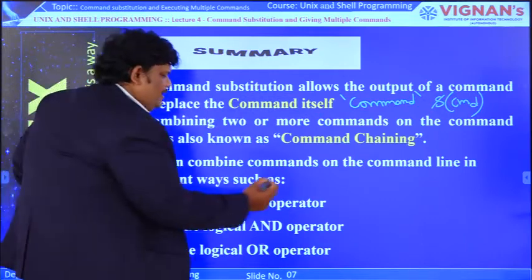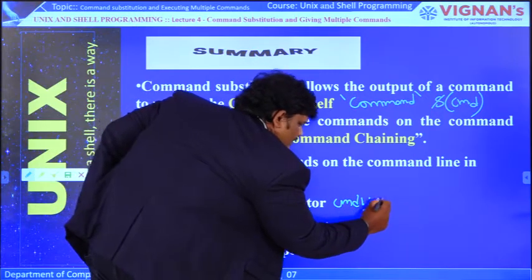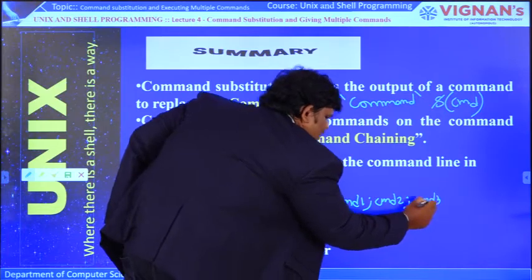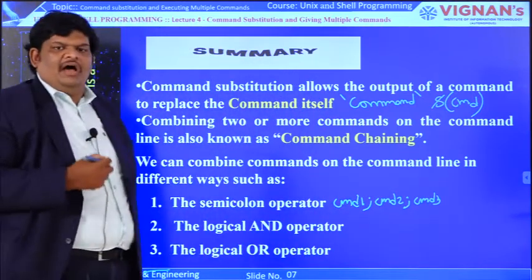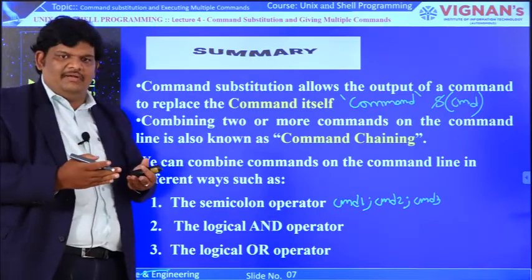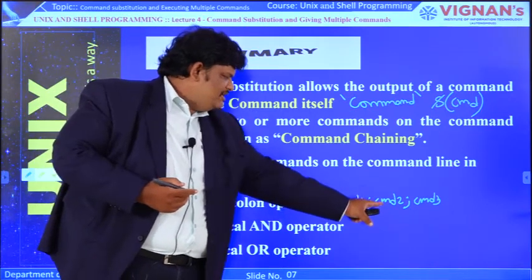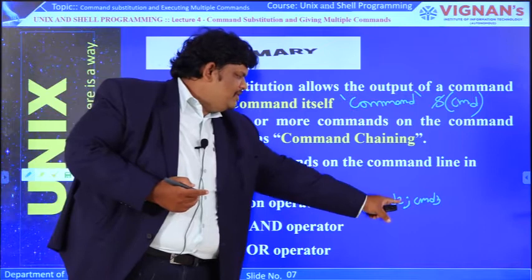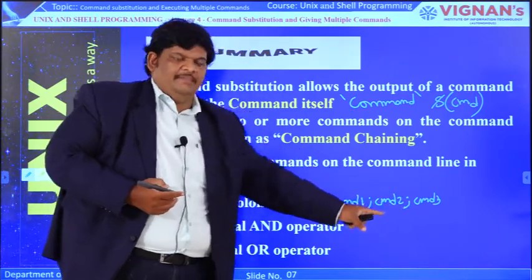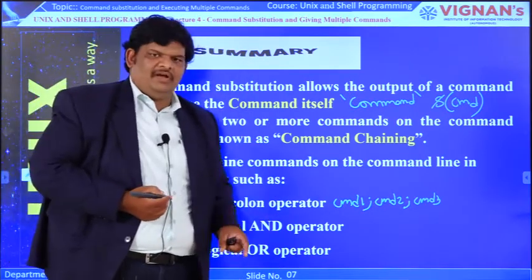Next, the semicolon operator: command 1 semicolon command 2 semicolon command 3. Like that we can write n number of commands with the semicolon operator. That means semicolon separates one command from another command. So shell will interpret it like this: this command ended here, the next command starts after the semicolon, again a semicolon is there, so that is the end of the second command, after that the third command will execute. Like that we execute multiple commands at a time with the help of the semicolon operator.